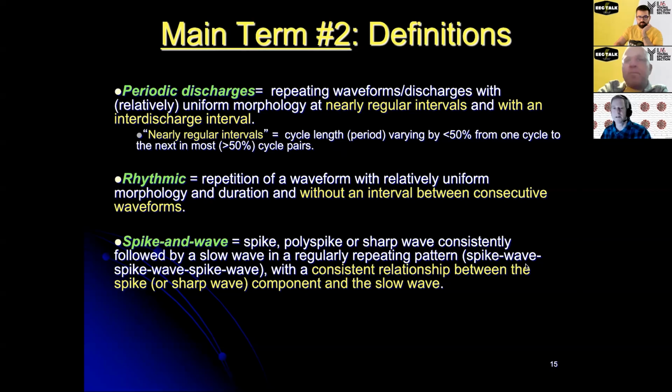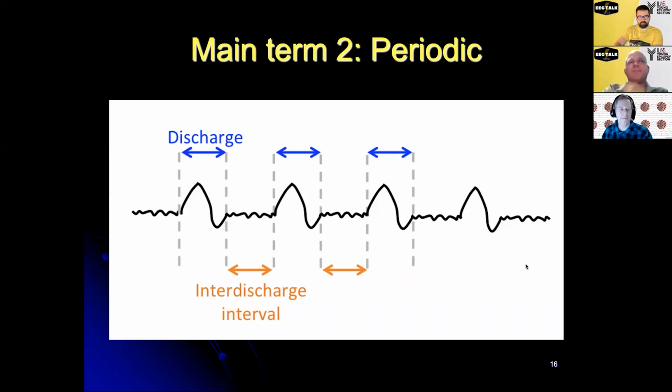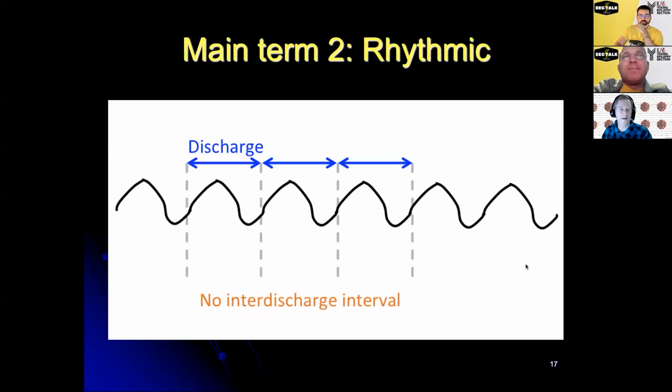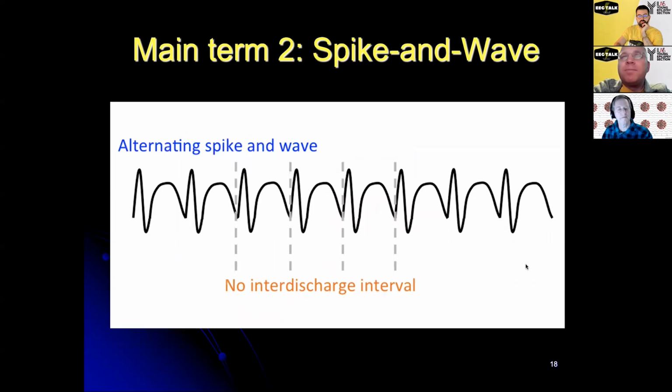All right, so here's just a diagram of what periodic means because there's a break between it. And then you take those exact same discharges and shove them together with no break, and you end up with this, which is rhythmic. And then this is the alternating spike wave. No breaks. Okay, Fabio, how many times in a row does it have to alternate to count?